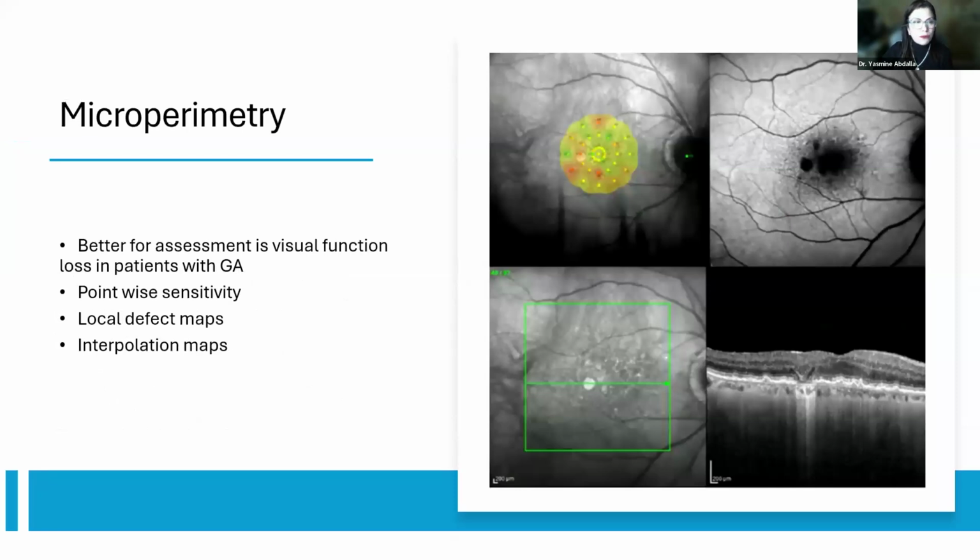So microperimetry, as promised, unfortunately I don't have it in my hospital. It's one of the things that I wish to have. I believe once we get treatments for geographic atrophy, it will be standard practice to use microperimetry. It's much better for assessing visual function loss. There is point-wise sensitivity, and it can come up with local defect maps and interpolation maps as such.